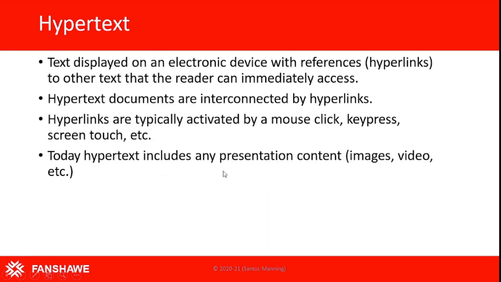All right. So hypertext. What is hypertext? It's text displayed on an electronic device with references or hyperlinks to other text that the reader can immediately access. Hypertext documents are interconnected by hyperlinks. You could actually click on them when you hover your mouse and press, or for example touch your screen, and it links to different objects in your system like images, videos, websites, etc.